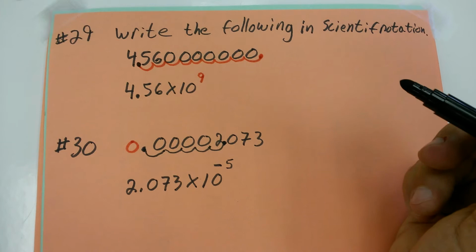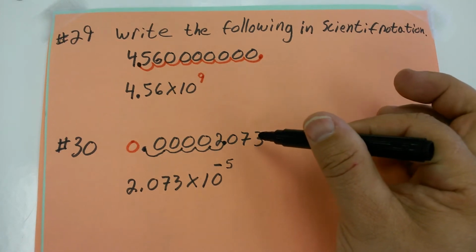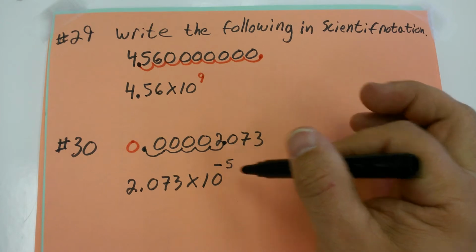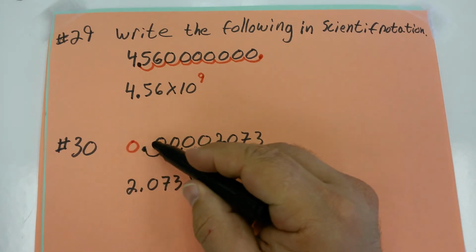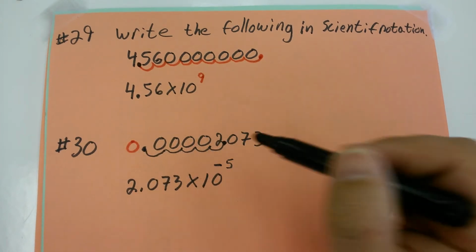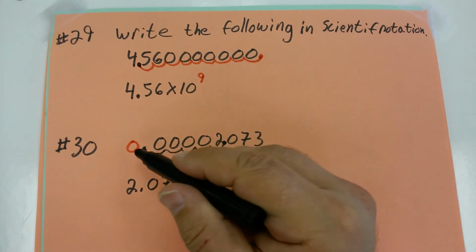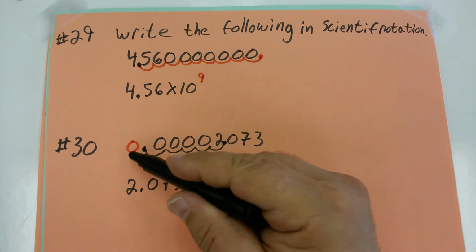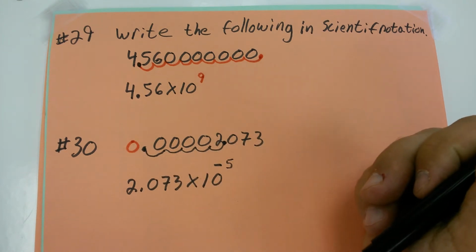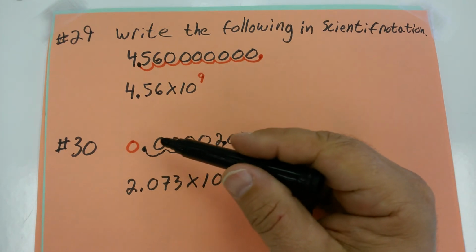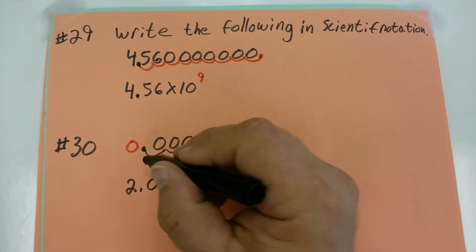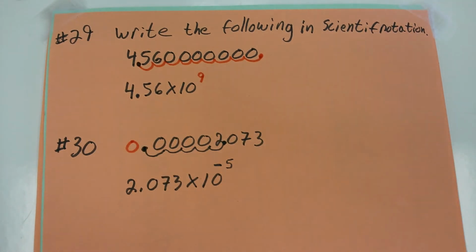Negative 5. I had a student give me a very logical argument about this being to the negative 6. He said I moved it 1, 2, 3, 4, 5, 6 places. But that zero there is for scientists, not for mathematicians. They use that for significant digits and whatnot. So this is a case where you really should ignore that leading zero and just deal with the decimal point.